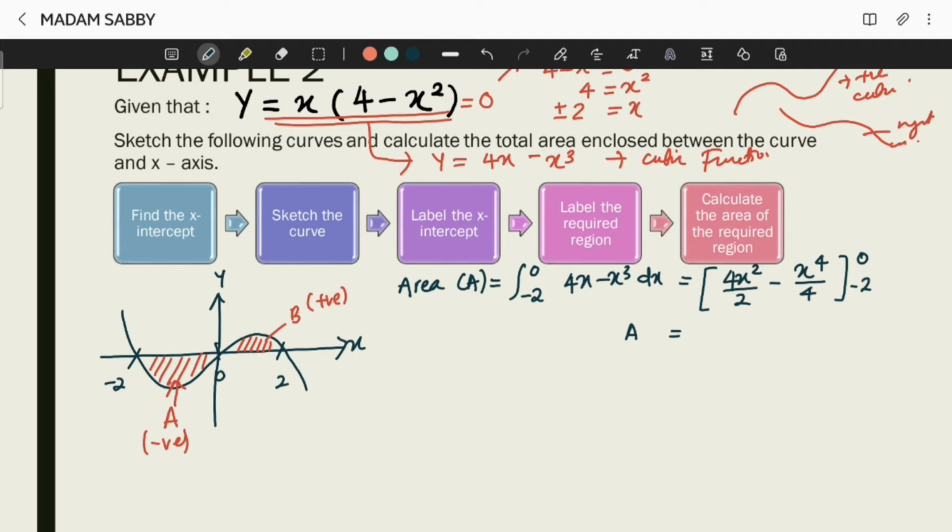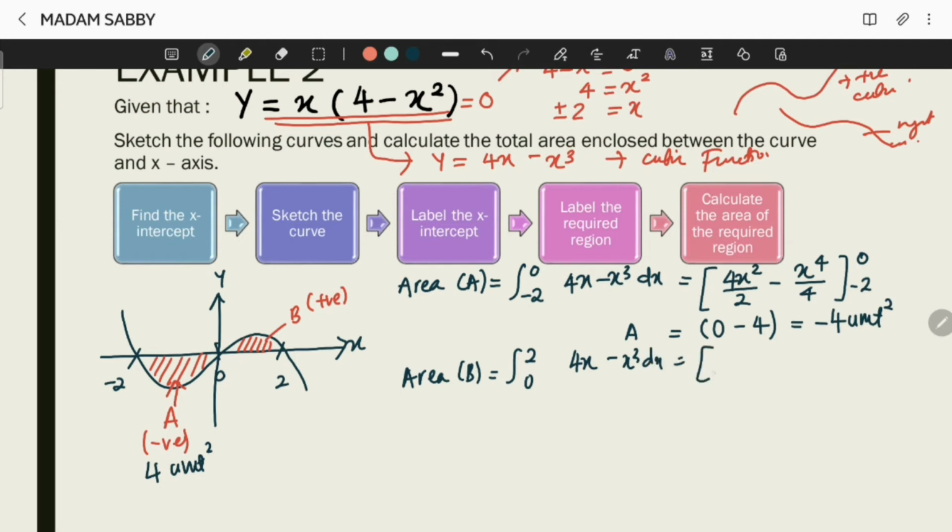So just press your calculator. When x equals 0, you will get 0, and when your x equals negative 2, you get 4. So 0 minus 4, which is negative 4 unit square. So your area A is actually 4 unit square. Next we're going to find your area B. So area B is between upper limit 2 and lower limit 0 for the same function.